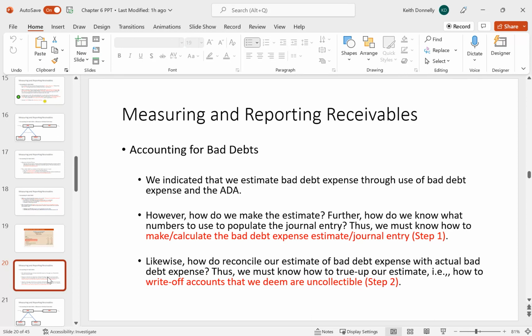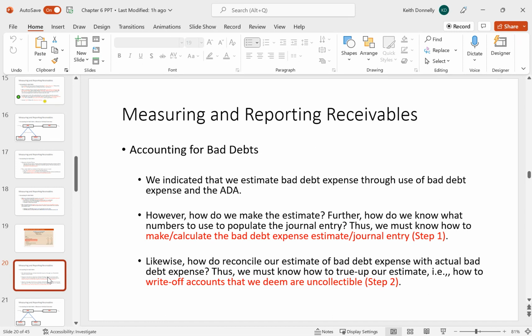We said it's based on an estimate. We said that it better matches the reality of what's going on. How do we actually effectuate this, right? So there's going to be a step one where we have to make the journal entry for the bad debt expense and calculate it, right? It's like any journal entry, you need to know the accounts that go in there plus the numbers that go with the accounts. That's step one.